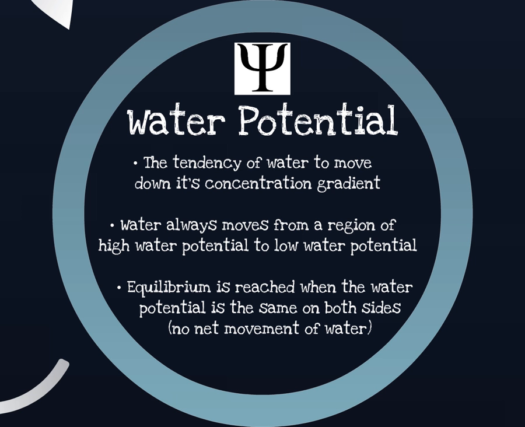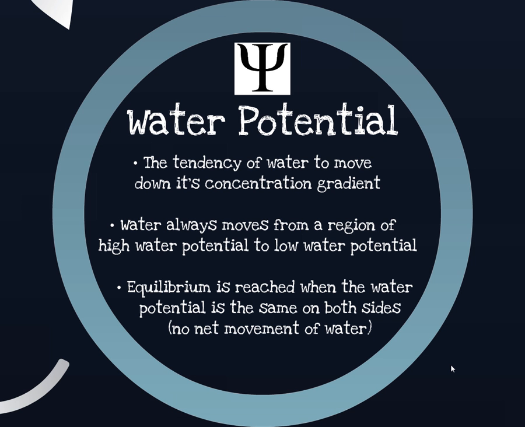So we say that water always moves from a region of high water potential or high water concentration to an area of low water potential or low water concentration. It depends a little bit on what curriculum or country you're studying in. The Cambridge curriculum seems to prefer that you say moves from a high water potential to a low water potential rather than using the word concentration. But both are essentially used.